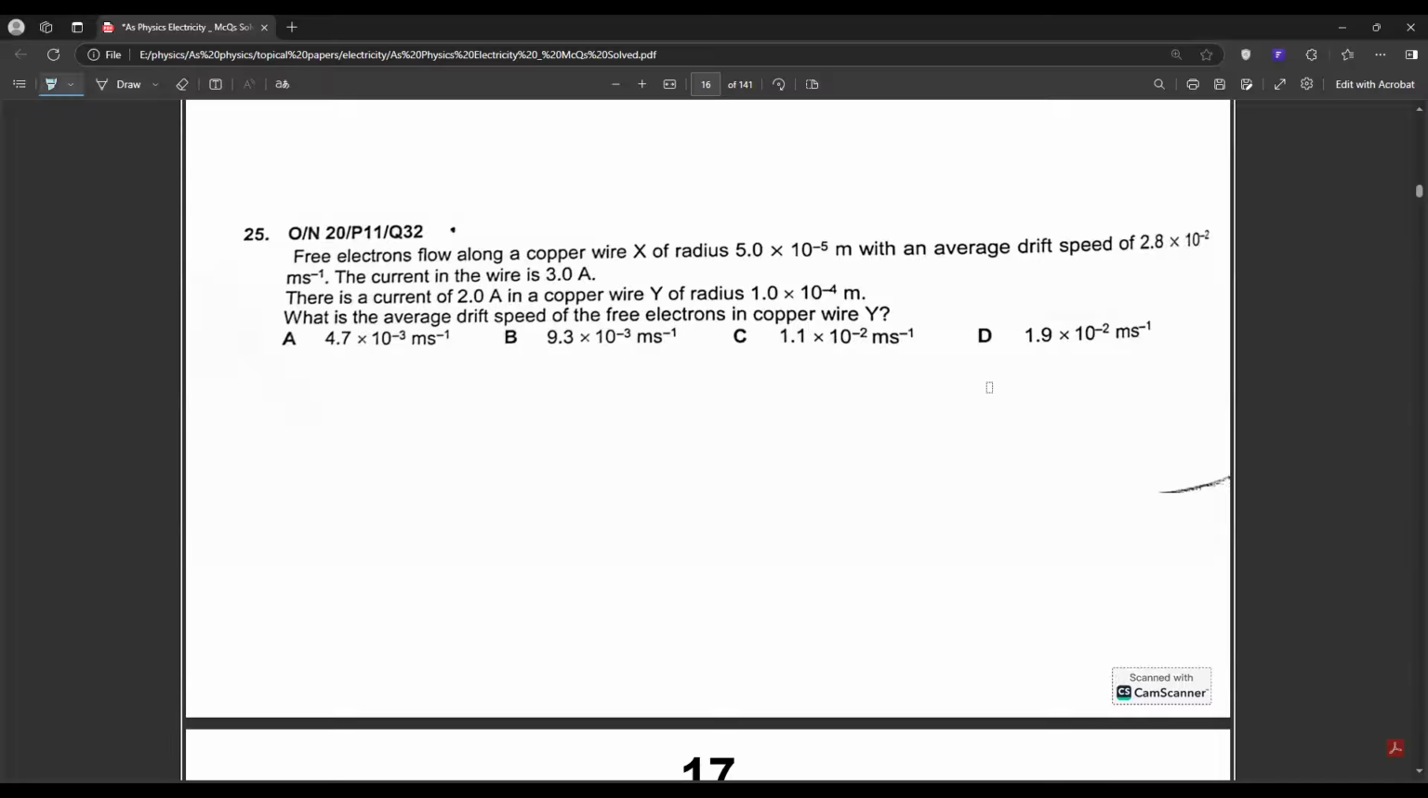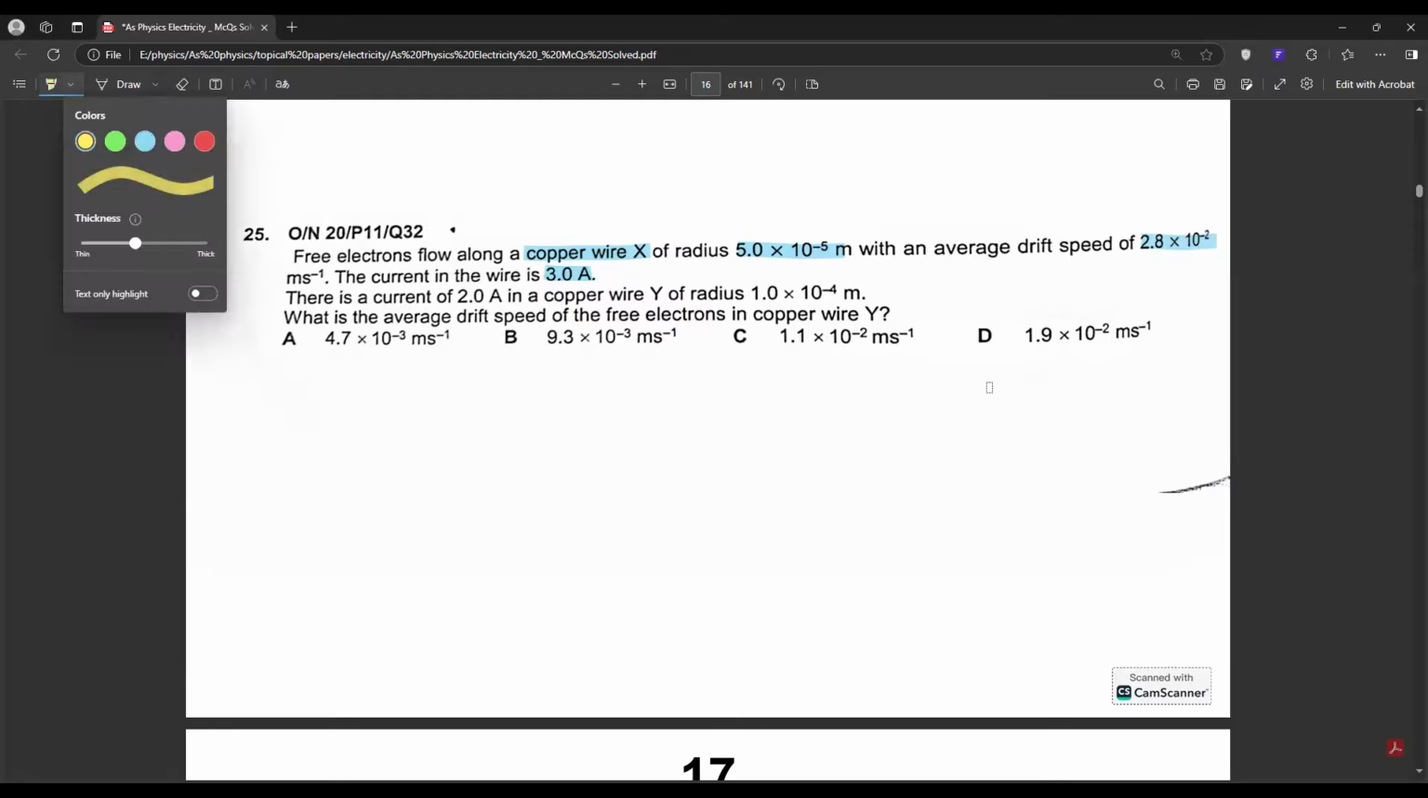Okay, so let's look at this question. Free electrons flow along a copper wire X. The copper wire X has a radius of this, with an average drift speed of this and a current of this. Now let's highlight the next things in yellow. There is a current of 2 ampere in copper wire Y of radius this.